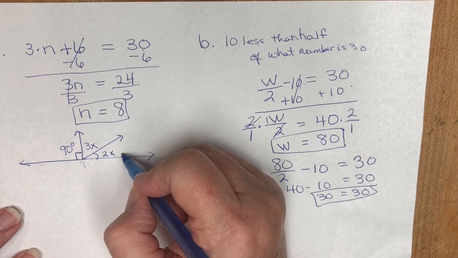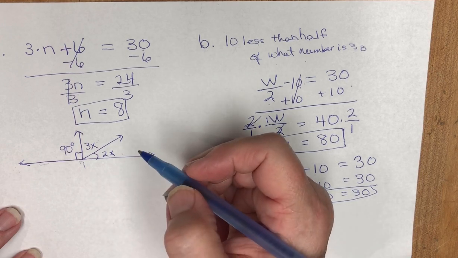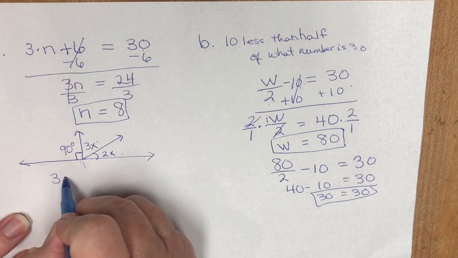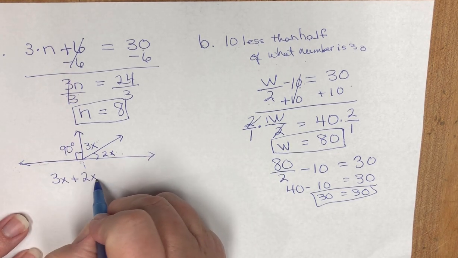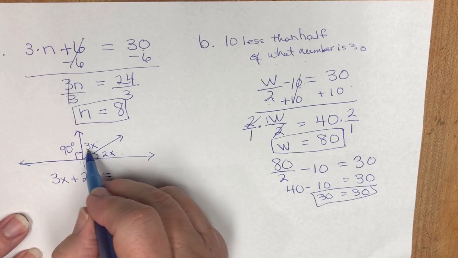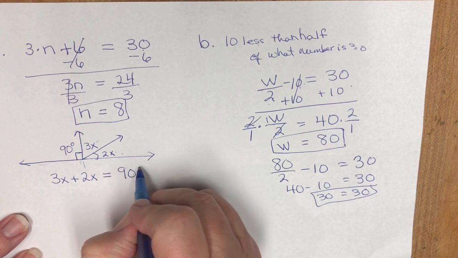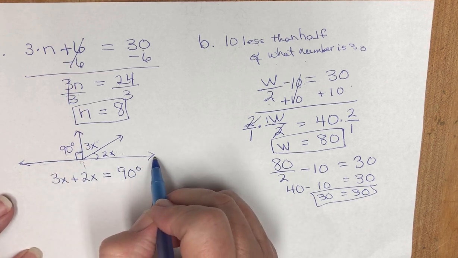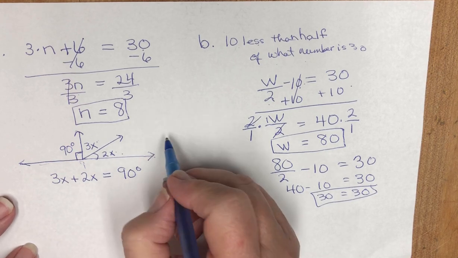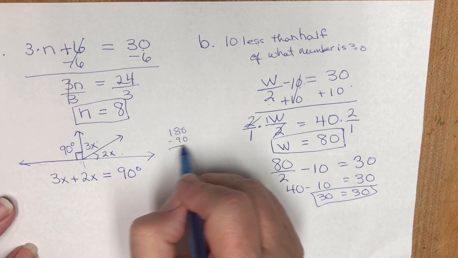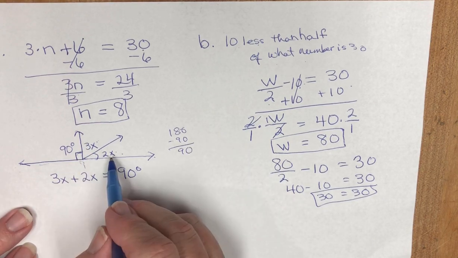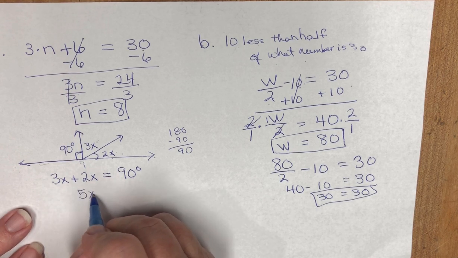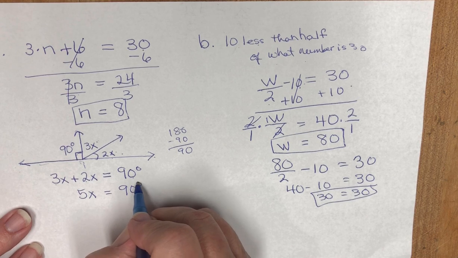So we need to take and add these two together. We know that 3x plus 2x is going to equal 90 degrees. How do we know that? Well, this side of the line is 90. An entire line, a straight line, is 180. 180 minus 90 is going to be 90. So 3x plus 2x equals 90 degrees. So we add these together, we're going to get 5x equals 90 degrees.